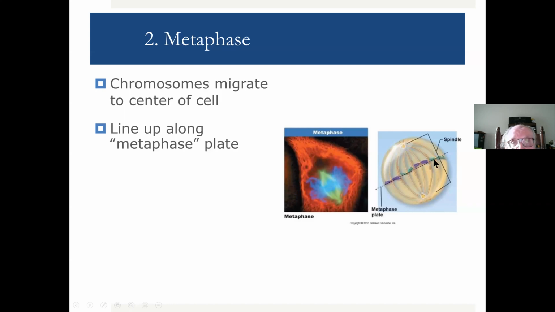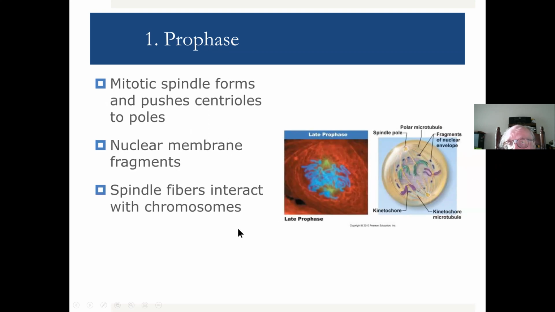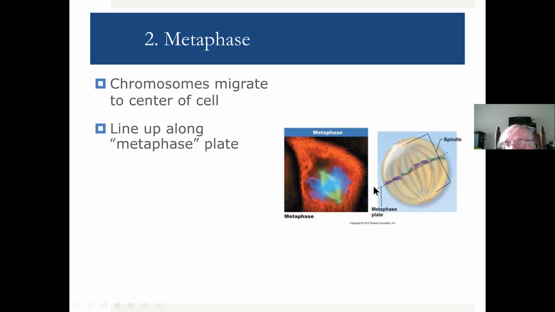Metaphase, they line up. Chromosomes migrate to the center of the cell and line up along the metaphase plate. This is metaphase right here. Remember, prophase is this: we see the chromosomes, and they're starting to line up, but they're in no particular form. In metaphase, they're lined up, and their spindles are attached.